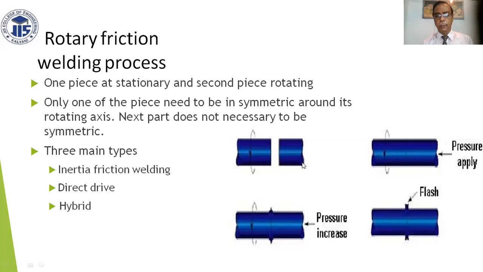This is the rotation and this is the fixed part. After the pressure is applied, they join. Heat is generated and then it is joined together, welded. The pressure increases. Heat is generated at this place, and after pressure is applied they are joined together. After the joining, flash is there, and it can be removed by grinding or filing.